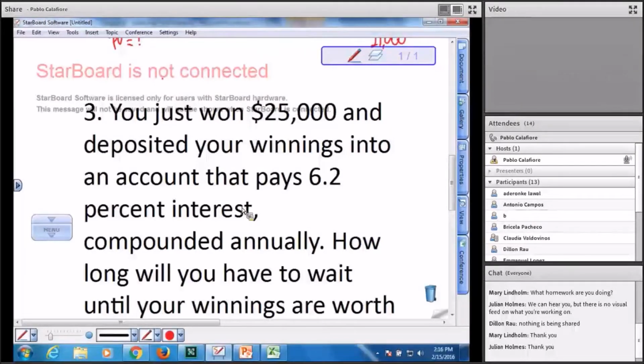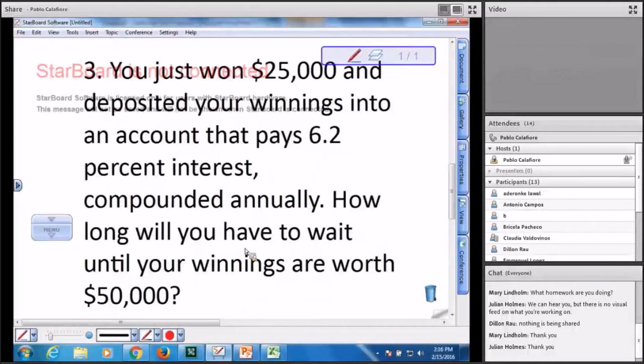$25,000 and deposit into an account that pays 6.2% per year. How long do you have to wait until your winnings are worth $50,000? So you want to figure out how long it will take until your 25 becomes 50. What kind of question is this?